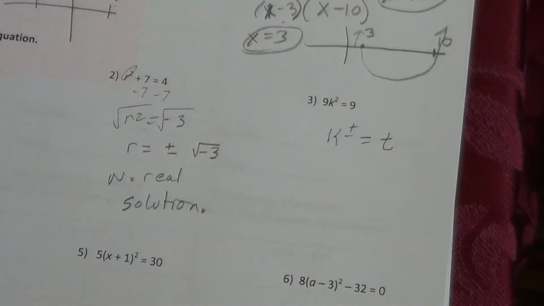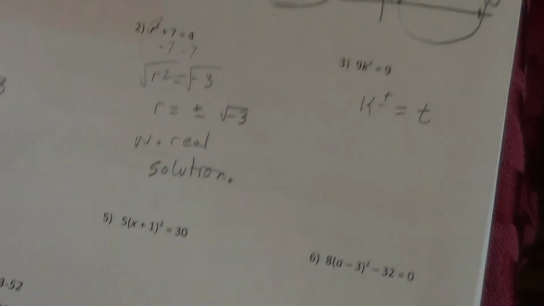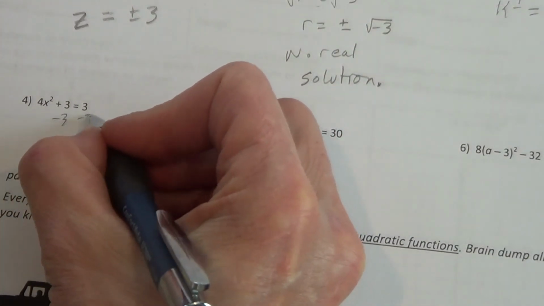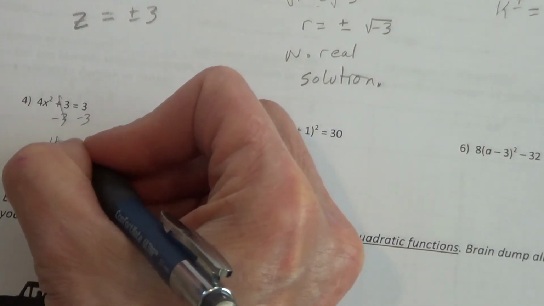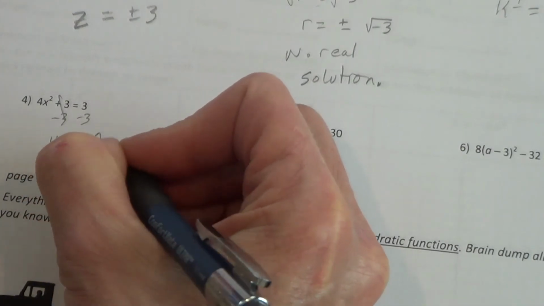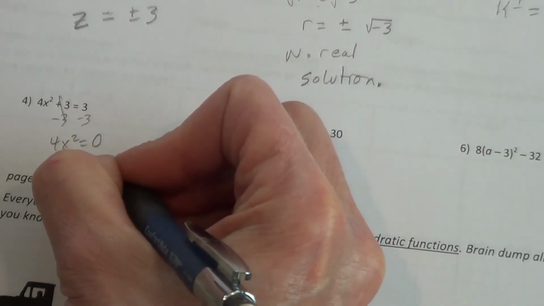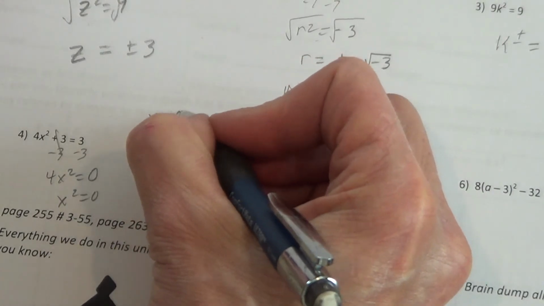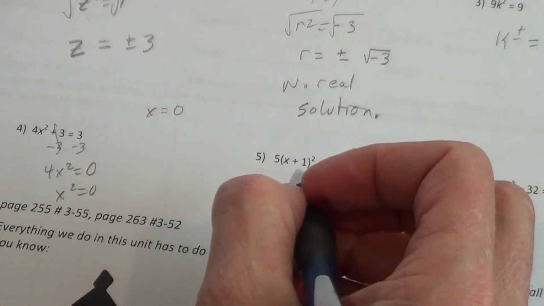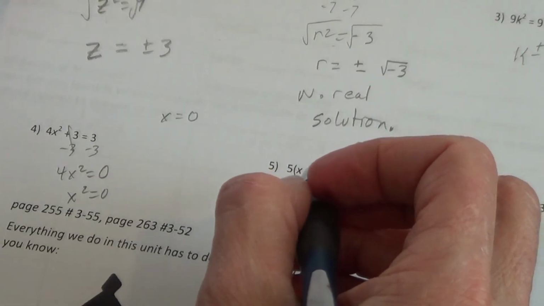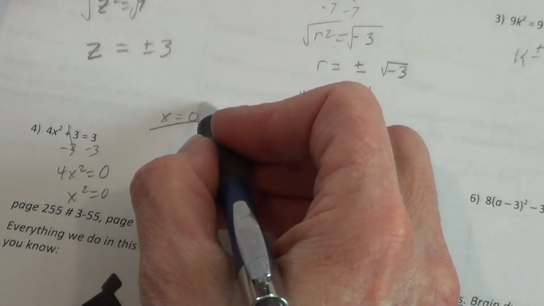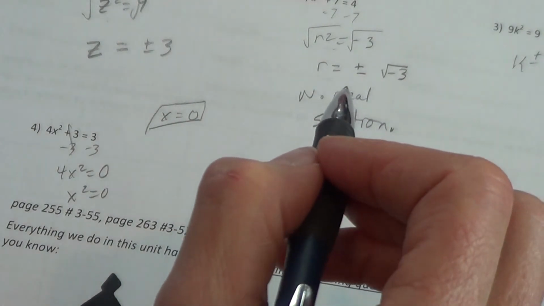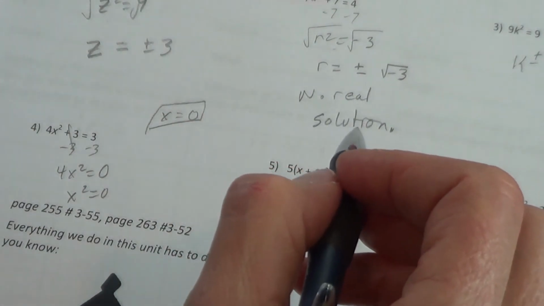Okay. Very last one, or last row, subtract 3 from each side. 4x squared equals 0, x squared equals 0, x equals 0. So on this one, we only have one spot where that graph's coming down and going tangent.